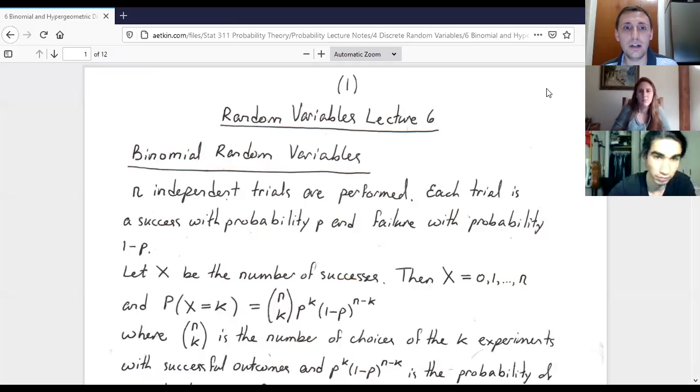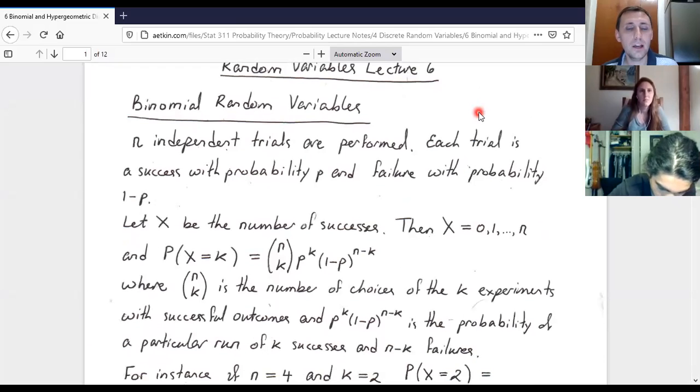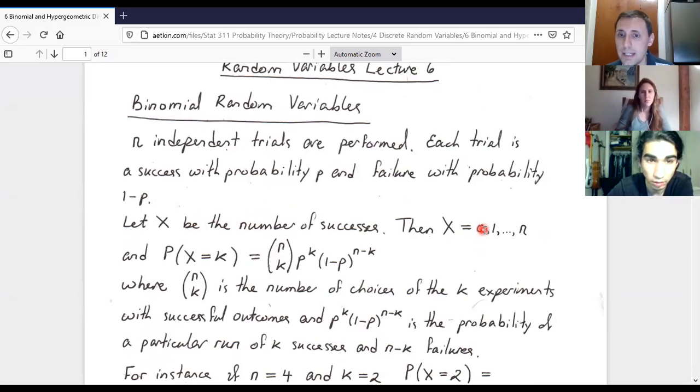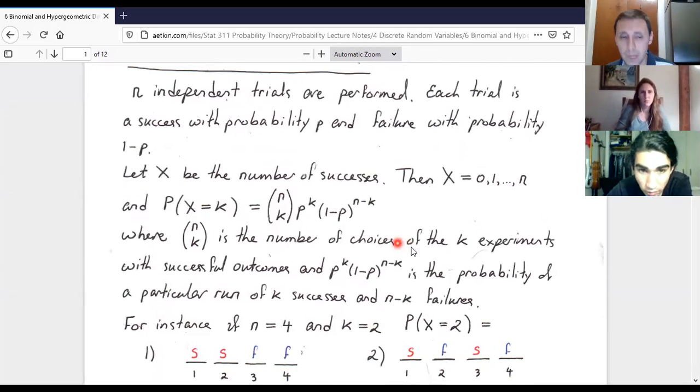All right, so binomial random variables. N independent trials are performed. Each trial is a success with probability p and failure with probability 1 minus p. And x denotes the number of successes. Then x equals 0, 1, all the way to n.